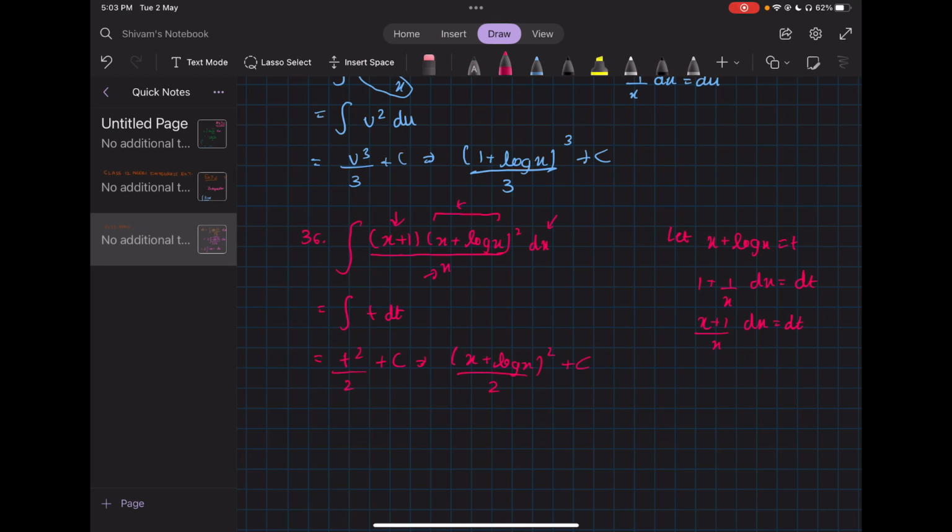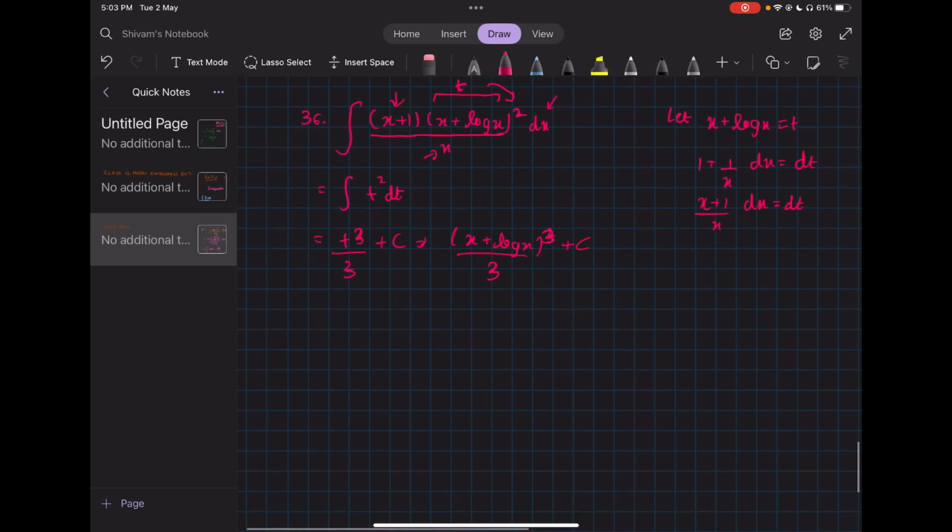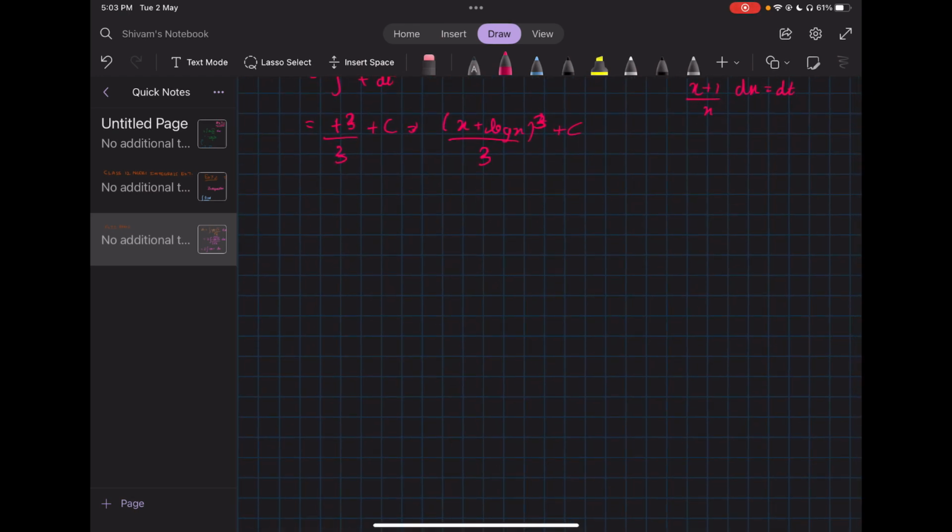All right. Oh, I'm so sorry. I used the power rule incorrectly because that's going to be a t squared and that will be a t cubed and that will be a 3. I'm so sorry for that because in the question it was already a square. That becomes a t squared here, and then of course with the power rule it's gonna increase the power by 1 and divide by the new power, so x plus log x whole cubed over 3 plus c. So sorry for that. All right.